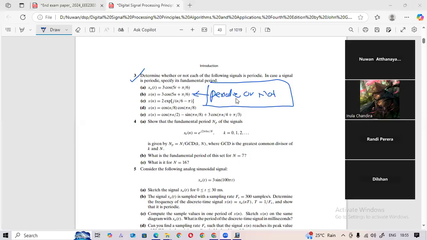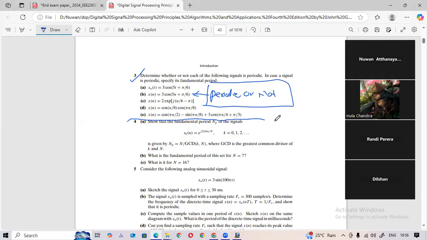Yes, it is no. How? Maybe no. Yeah, I hope it is not. No. How can you say that? How can you say that this is periodic or not? Yes. Okay. Your question is somewhat correct.